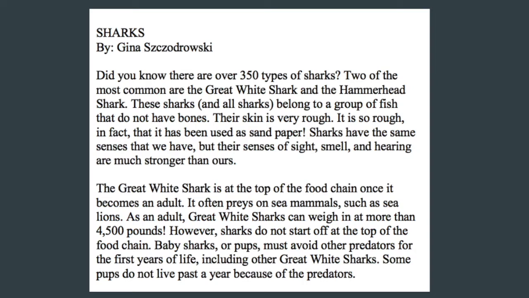The great white shark is at the top of the food chain once it becomes an adult. It often preys on sea mammals such as sea lions. As an adult, great white sharks can weigh in at more than 4,500 pounds. However, sharks do not start off at the top of the food chain. Baby sharks or pups must avoid other predators for the first years of life, including other great white sharks. Some pups do not live past a year because of the predators.